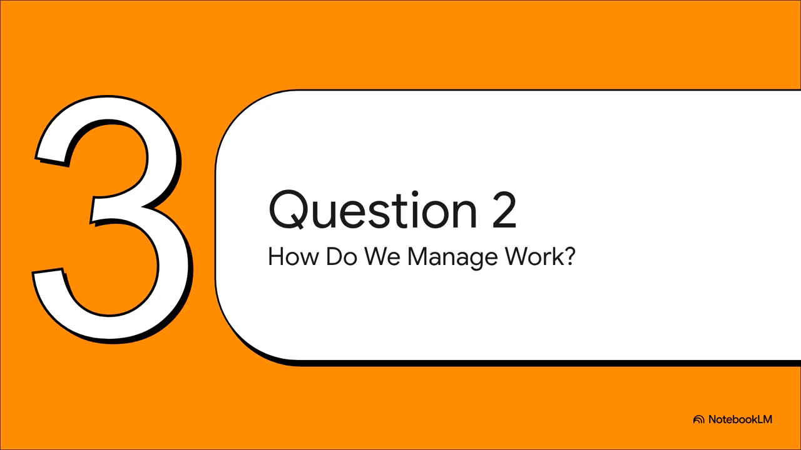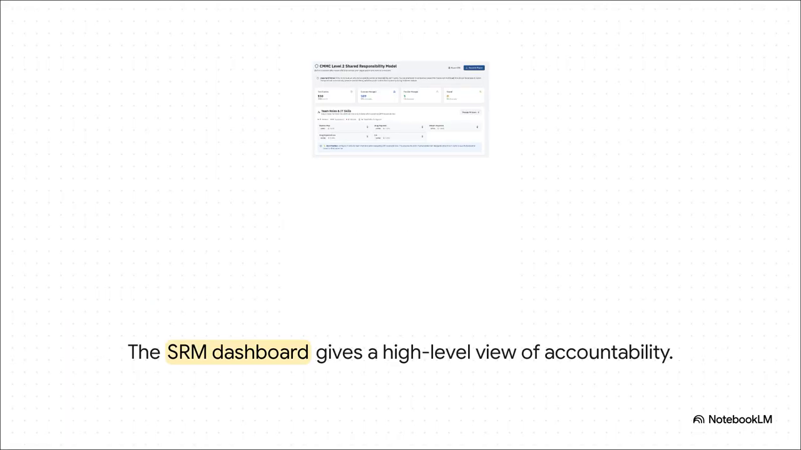With 110 controls, how in the world do you manage all the actual work? You know, who does what, and how do you turn a gap on a spreadsheet into a concrete plan? This is all about execution. Well, the answer starts with this, the Shared Responsibility Model, or SRM. This dashboard gives you that perfect bird's-eye view of ownership across every single one of those 110 controls. You can see exactly who is responsible for what. There's no more ambiguity, no more finger-pointing, it's all right there.